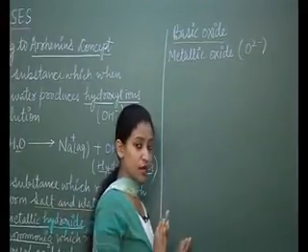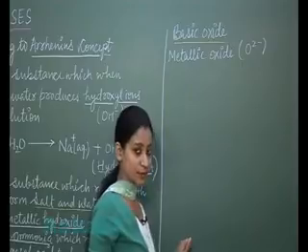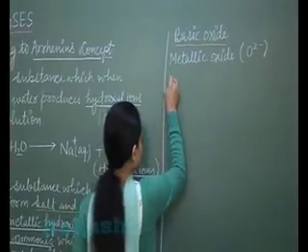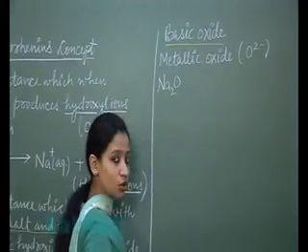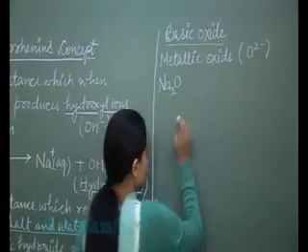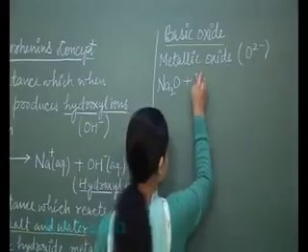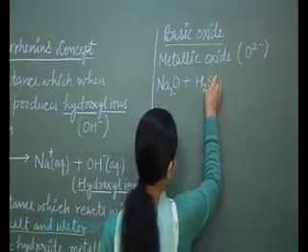For it to be a base, it should react with acid. So let us take the example of sodium oxide. This is Na2O, this is sodium oxide. It reacts with the acid, sulfuric acid, H2SO4.